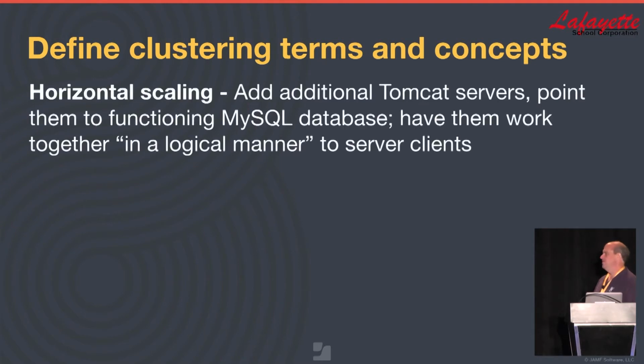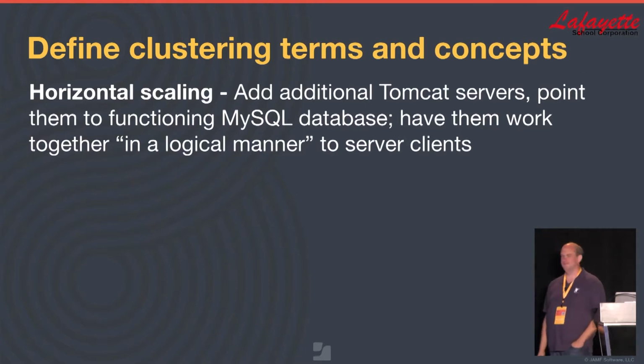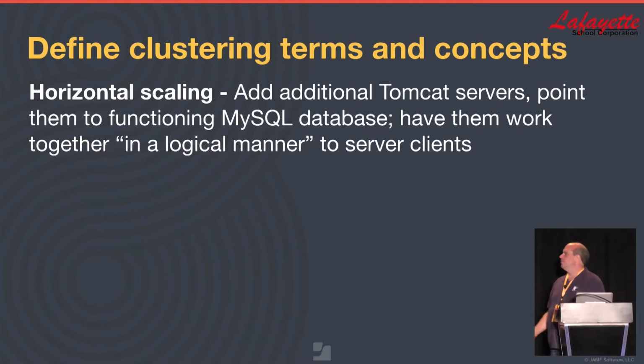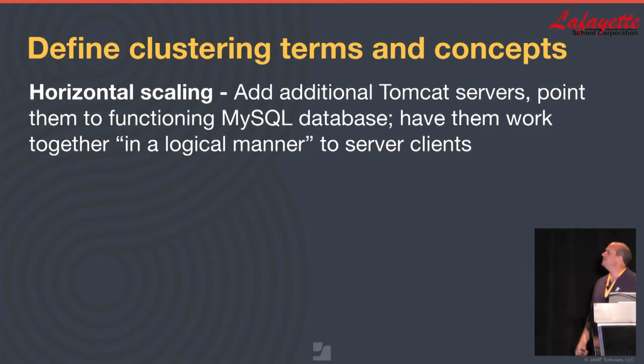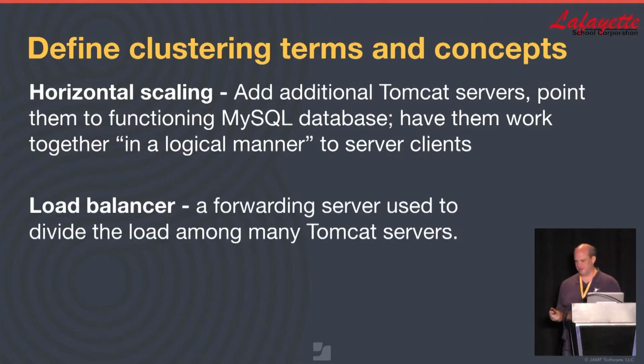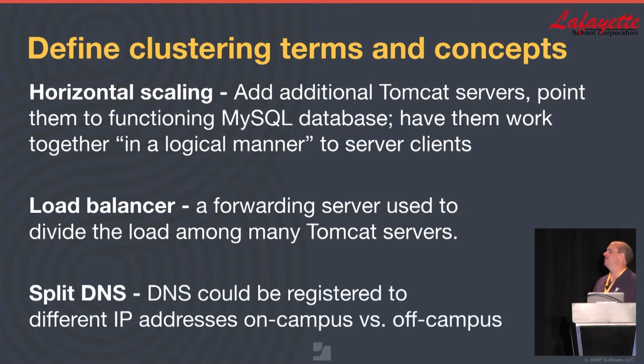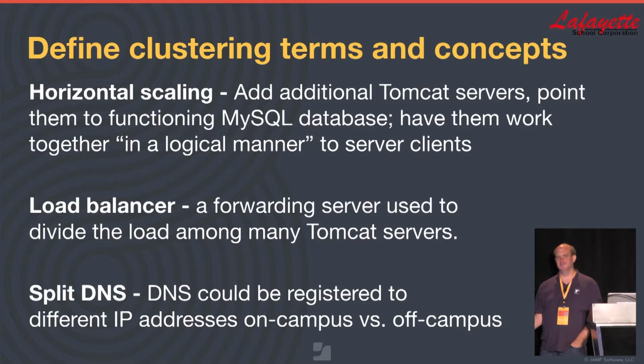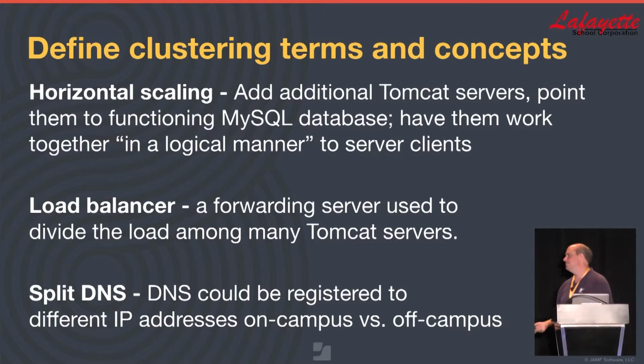Okay, so then there's horizontal scaling. That's where I add additional Tomcat servers, point them at the database, and have them work together in some logical manner. I like to put that in quote marks to help serve the clients. I'm going to need a load balancer. That's the server that's going to decide, hey, your connection's going to go to server 1, your connection's going to go to server 2, 3, whatever, however many you have. And split DNS, that's just a fancy word for, okay, my JSS URL is going to be registered to one IP on campus and a different IP off the campus.